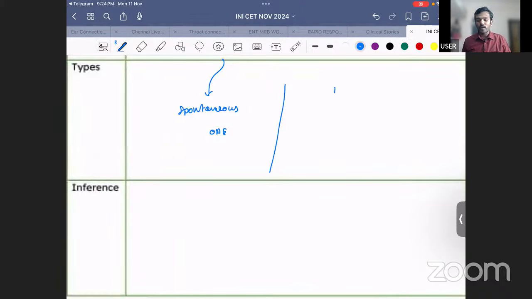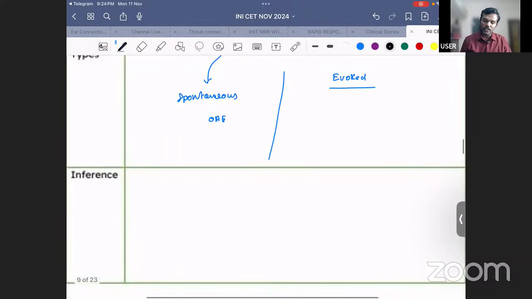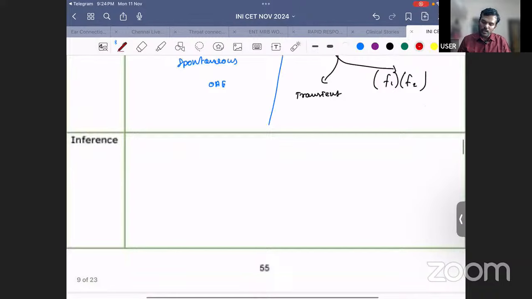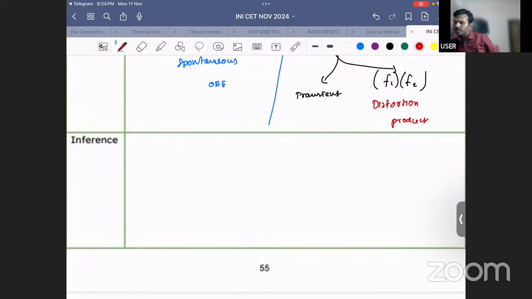So we will give sound of a particular frequency. It is called transient evoked OAE. If we use two different frequencies and compare the two for better results, that is called distortion product OAE. Distortion product OAE. Okay.